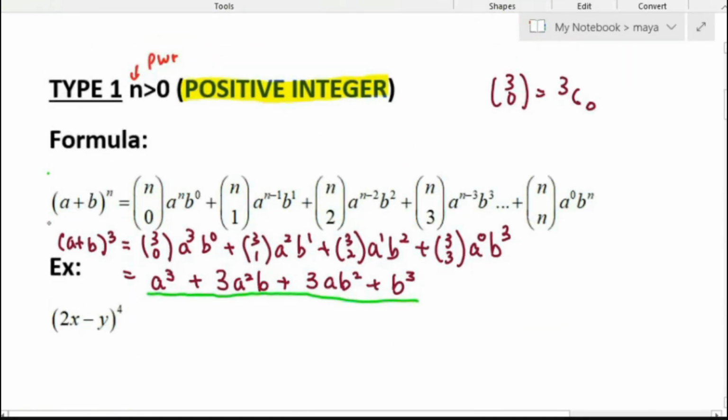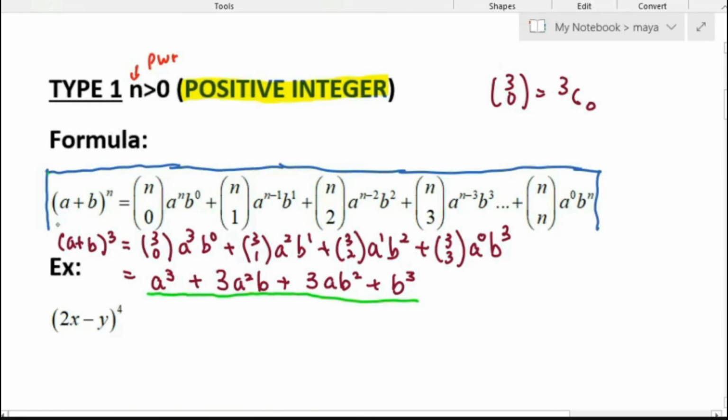So remember this formula. In this binomial expansion, the first formula that you are going to use is this, only applicable for positive integers. So remember, don't use your formula wrongly. If you use your formula wrongly, then everything will go to 0.